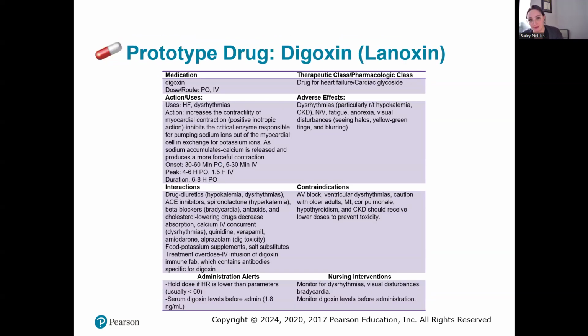So digoxin, it's PO, it can be IV. It's used for heart failure and dysrhythmias, increases the contractility of the myocardial contraction. That's all you really need to know.